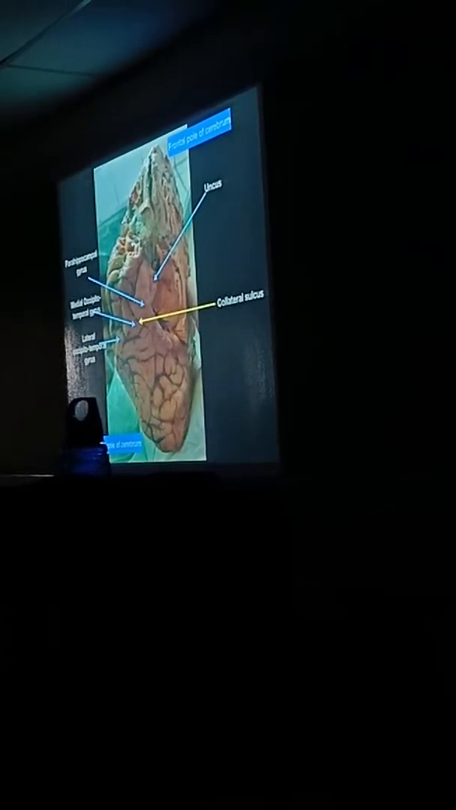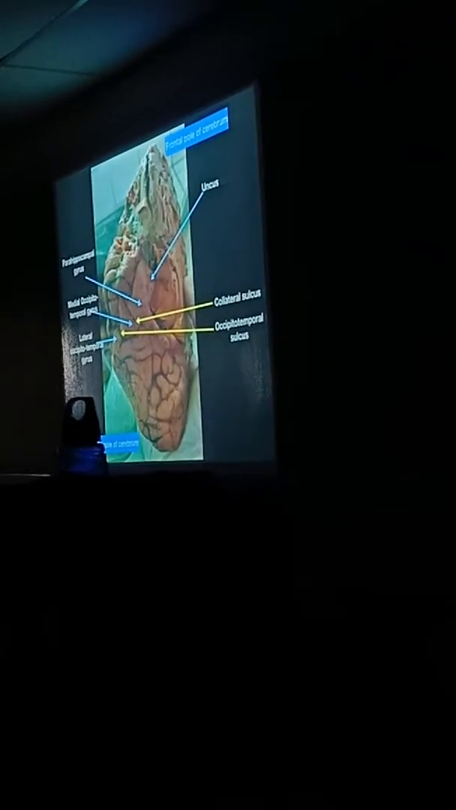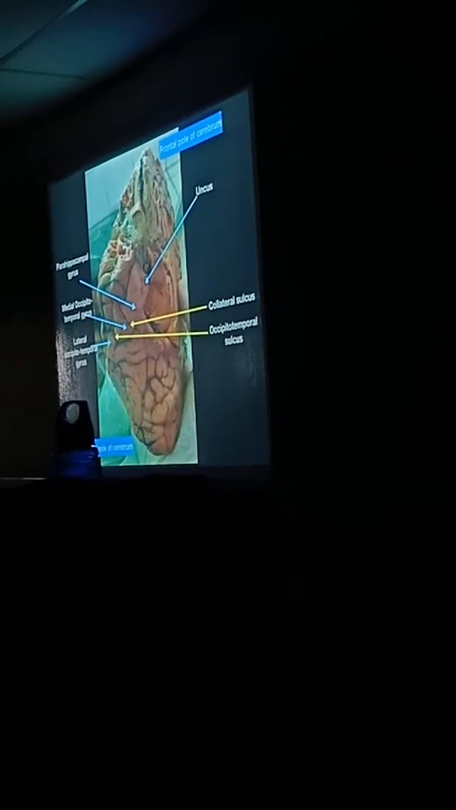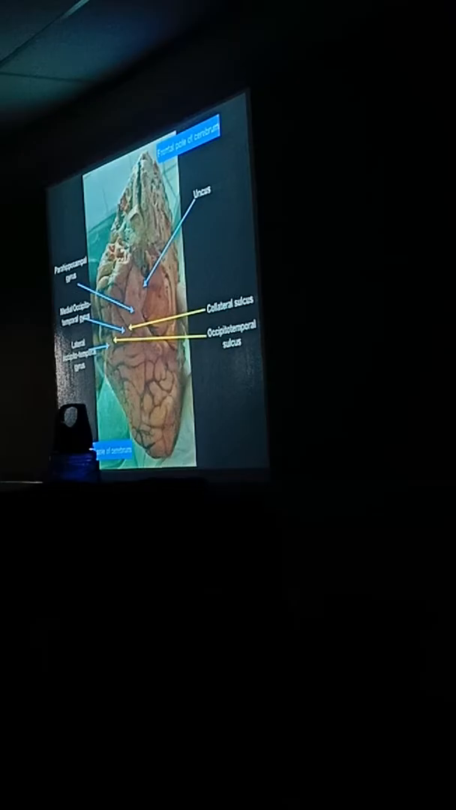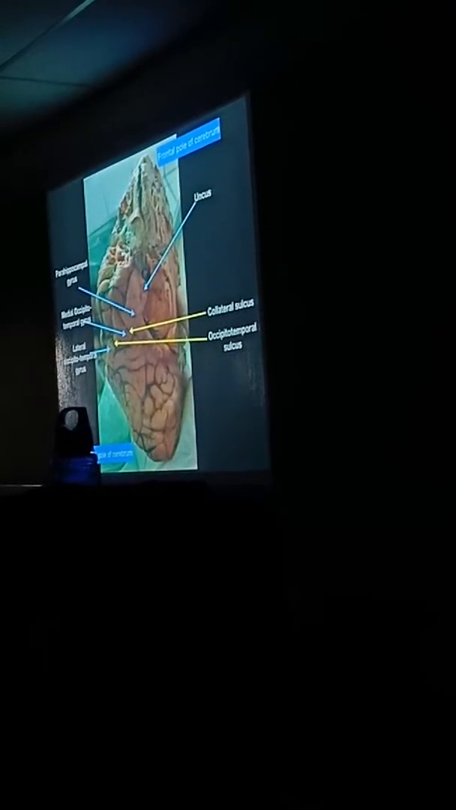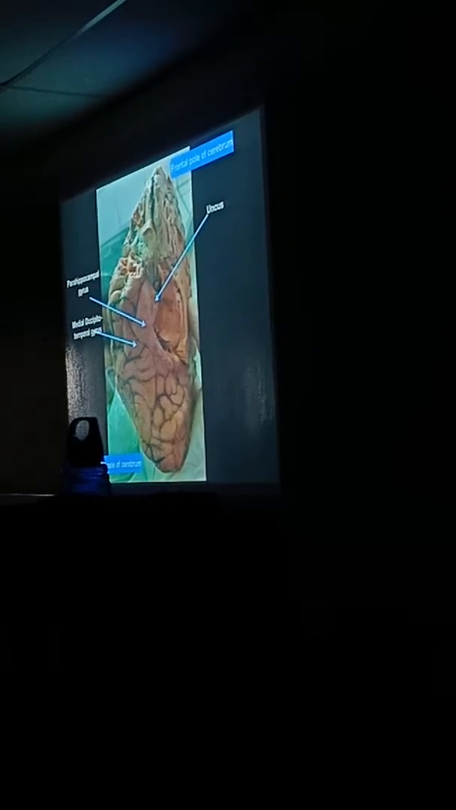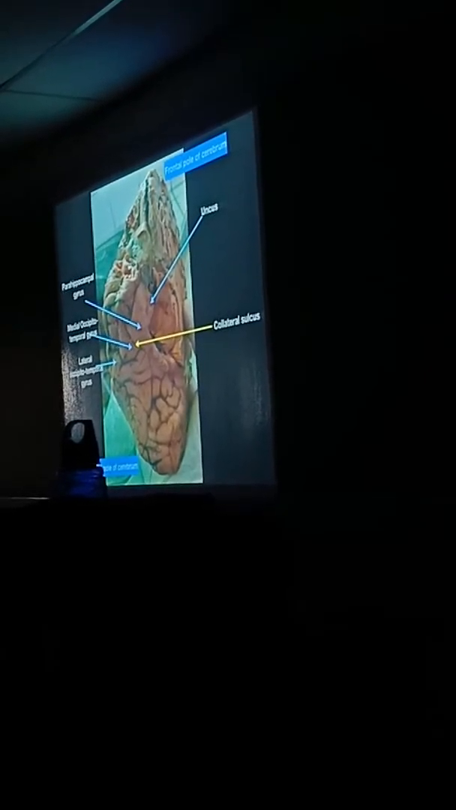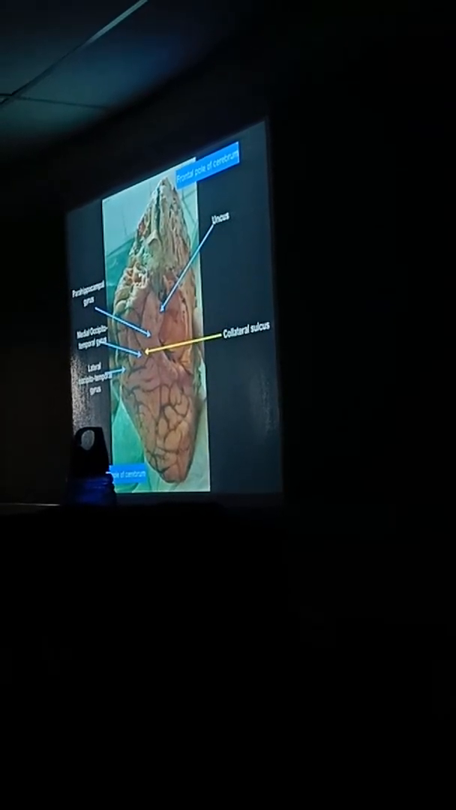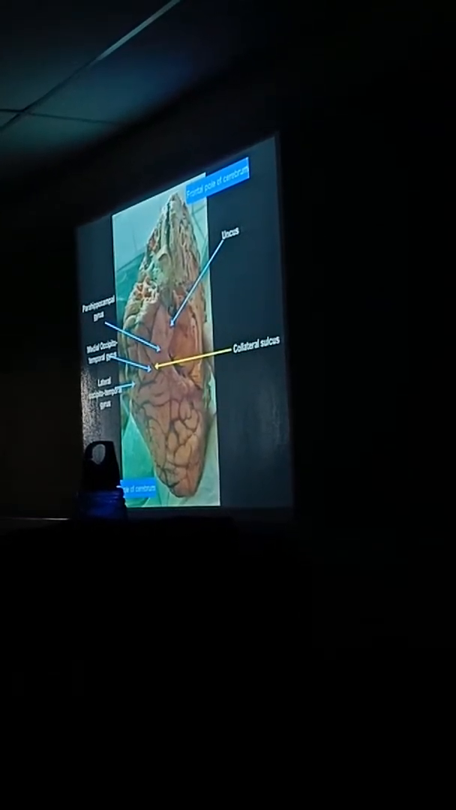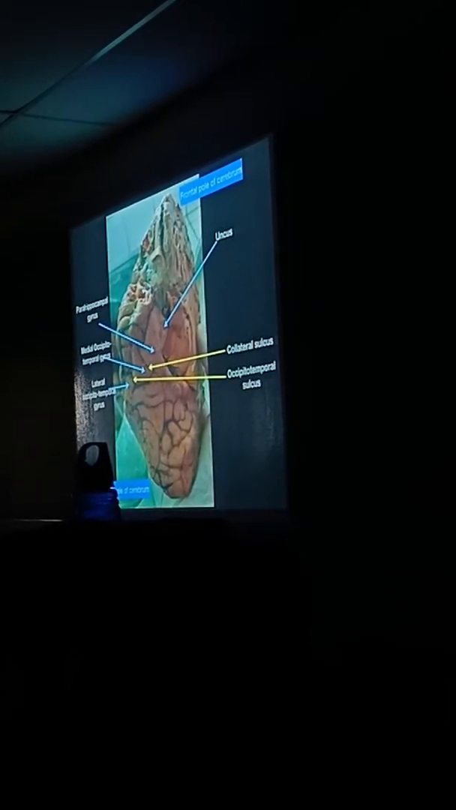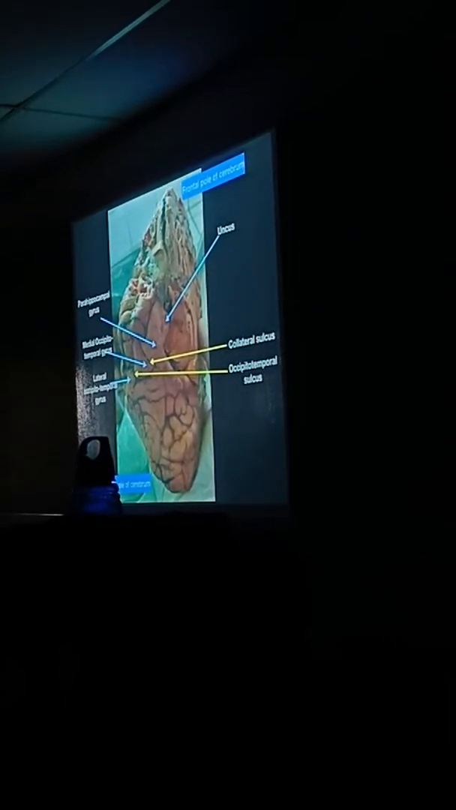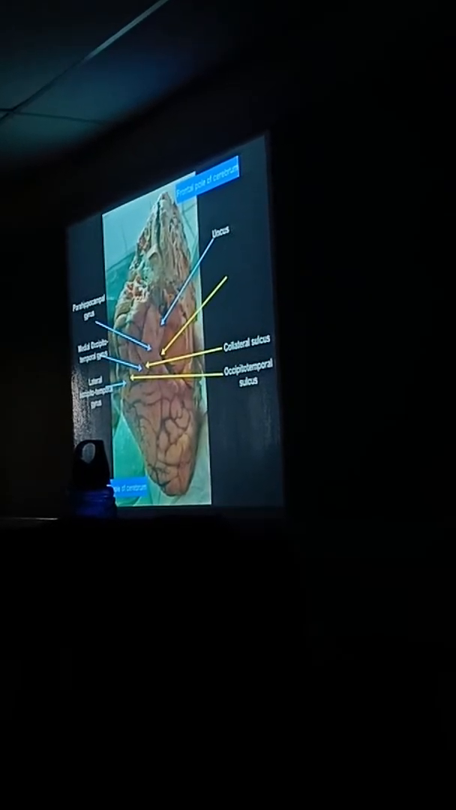How about this sulcus? This is known as your occipito-temporal sulcus. Obviously, if this is a sulcus, occipito-temporal, this one divides your medial and your lateral. Okay, again, there are two sulcus. First is the collateral, dividing your parahippocampal gyrus from your medial occipito-temporal. And there are two occipito-temporal gyrus, your medial and lateral. And this is divided by this sulcus. Obviously, it is your occipito-temporal sulcus. Okay?